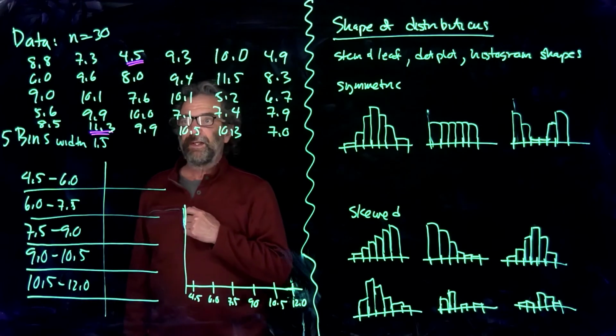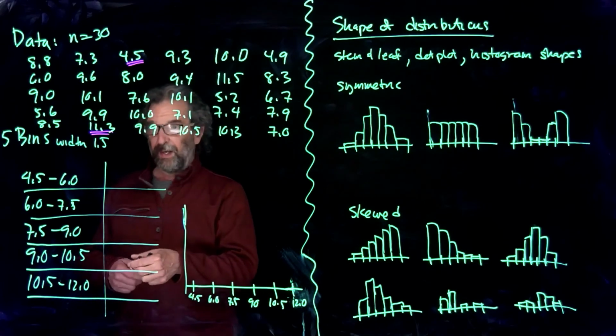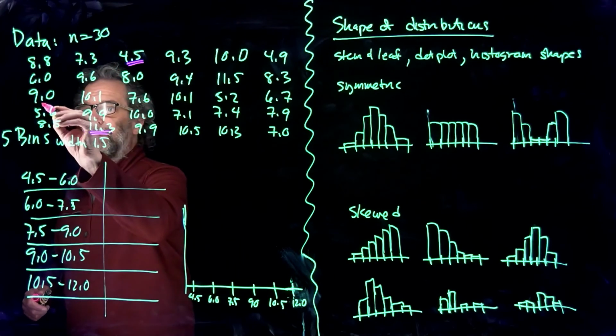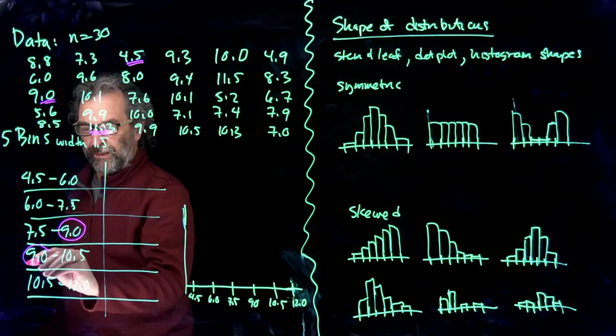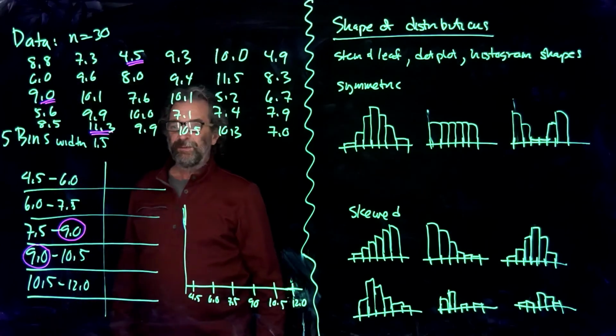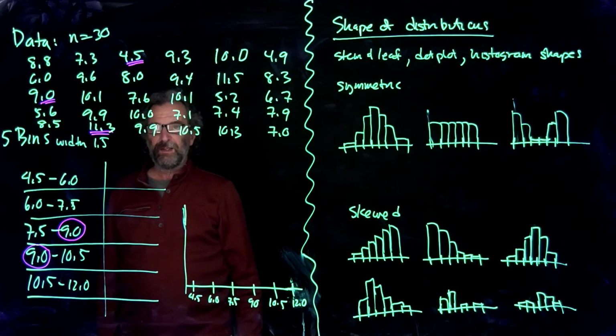So maybe we don't have any. Let me see. Oh, here's a 9. So this 9, you see, it is in both categories here. So we'd have to decide which bin to put the 9 in.